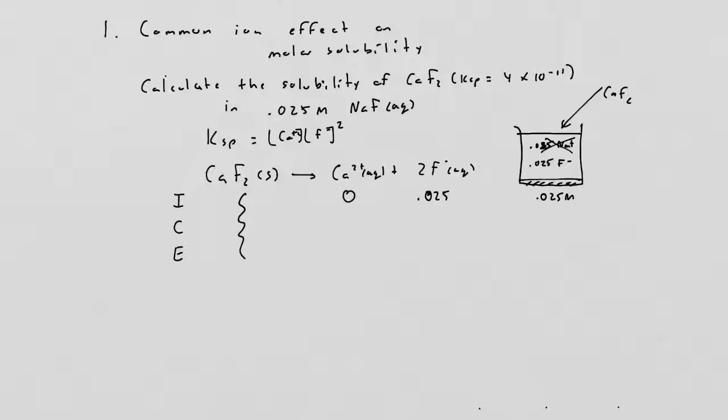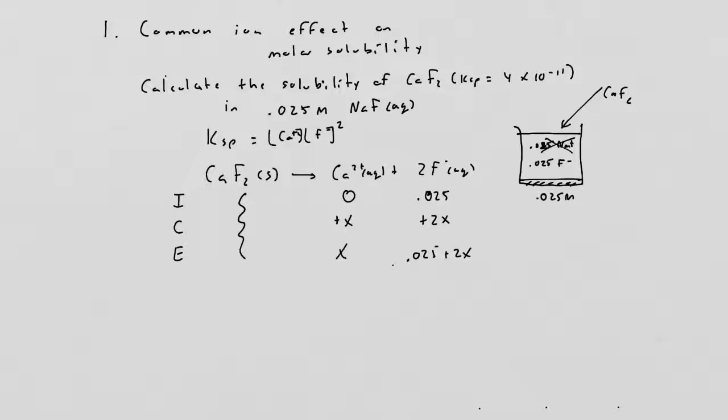We're saying, okay, if we drop enough calcium fluoride in so that all of it that can dissolve does dissolve, what's the concentration of those ions in there at that point? And that will tell you, if you know the concentration of calcium, you also know how many moles of calcium fluoride dissolve. So we can assume that this is going to go up by X as some calcium fluoride dissolves, and we're going to assume this is going to go up by 2X. So this will be X, and this will be 0.025 plus 2X.